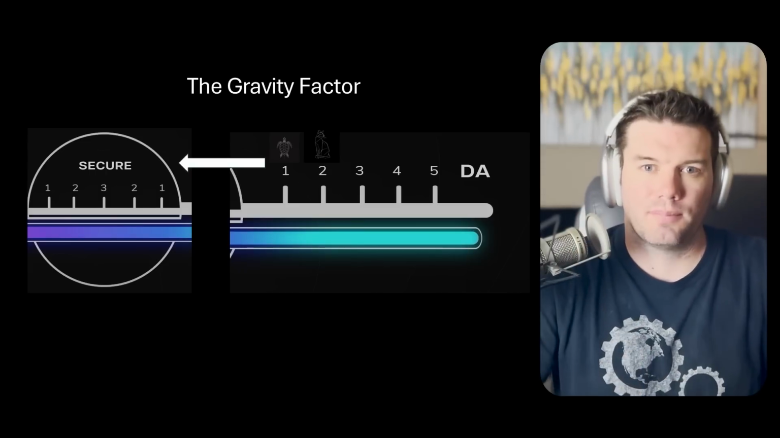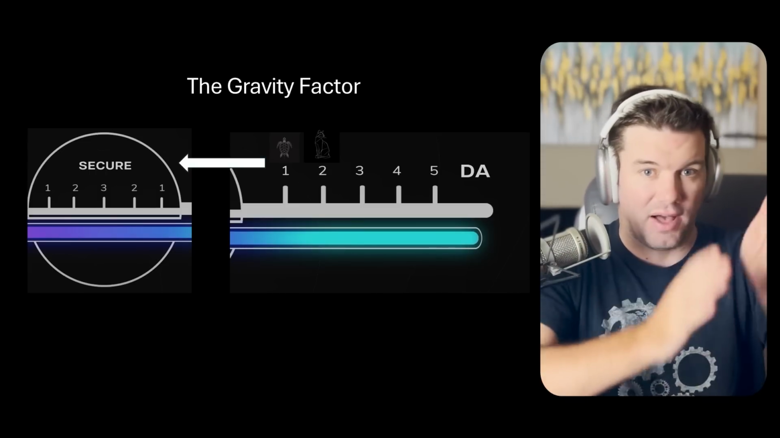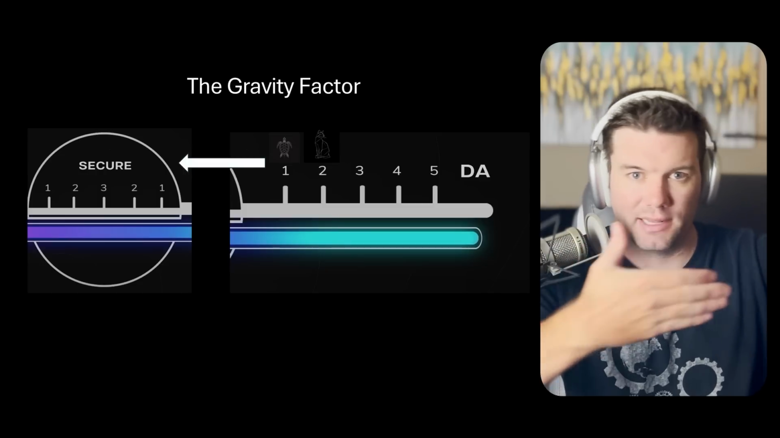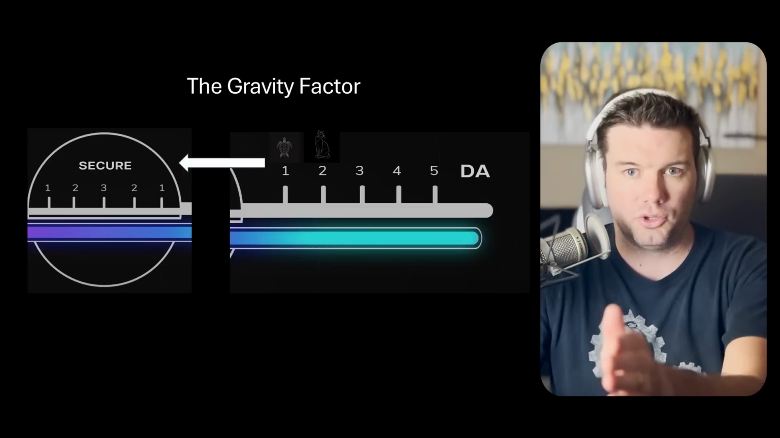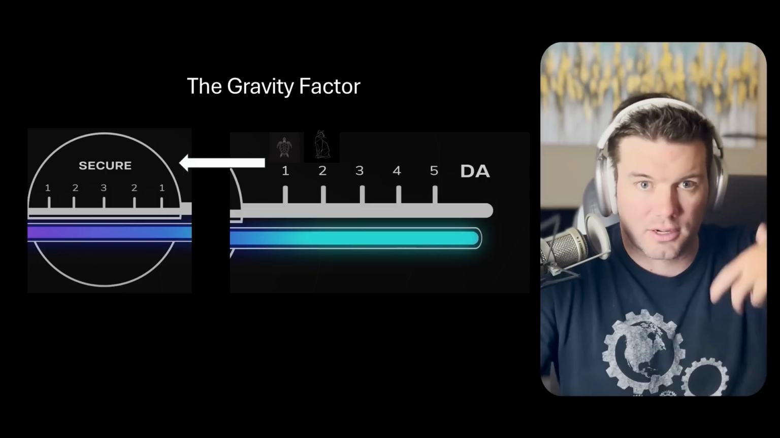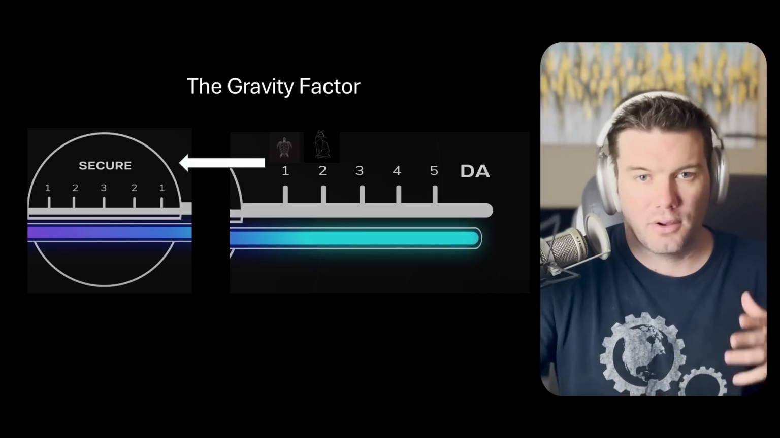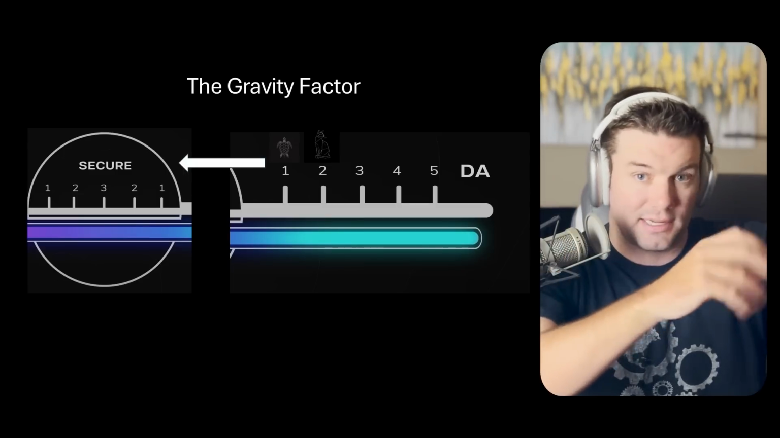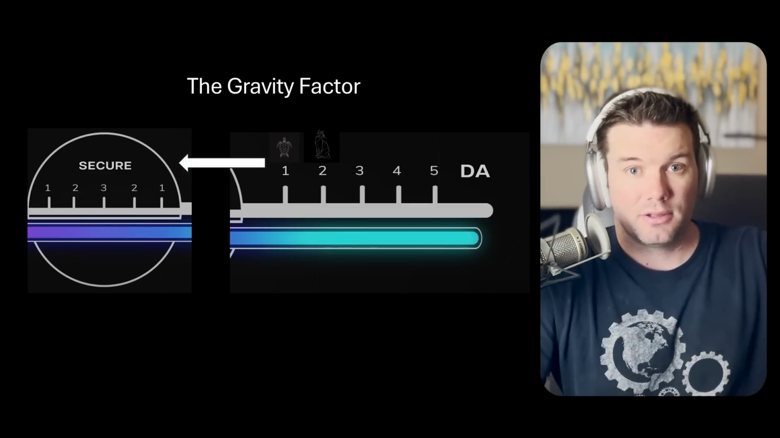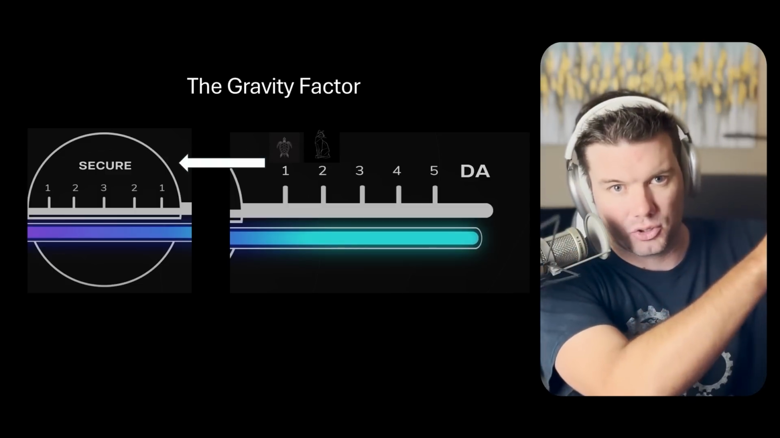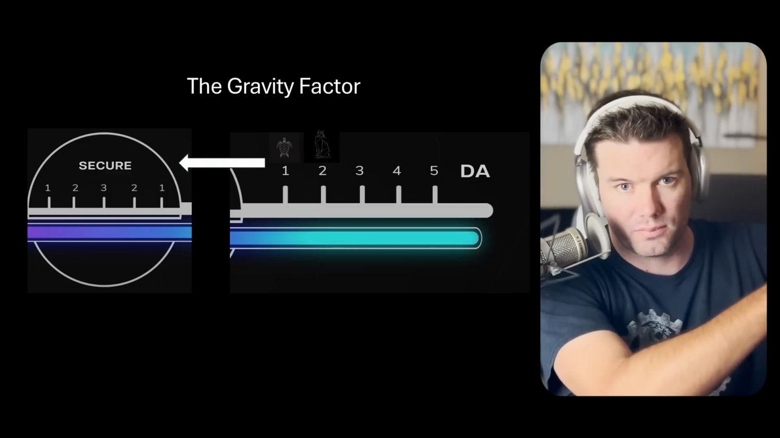So here I pulled up the spectrum, and you can see I've divided it into two. We have the secure Goldilocks zone, and we have the dismissive avoidance side of the spectrum. Levels 1 and 2 are still relatively close to the Goldilocks zone, and the Goldilocks zone is like a sun. The sun has a gravity, so it pulls planets towards it. Same principle applies here. The level 1 turtles and level 2 cats are still instinctively drawn to that secure Goldilocks zone. But level 3 is different.